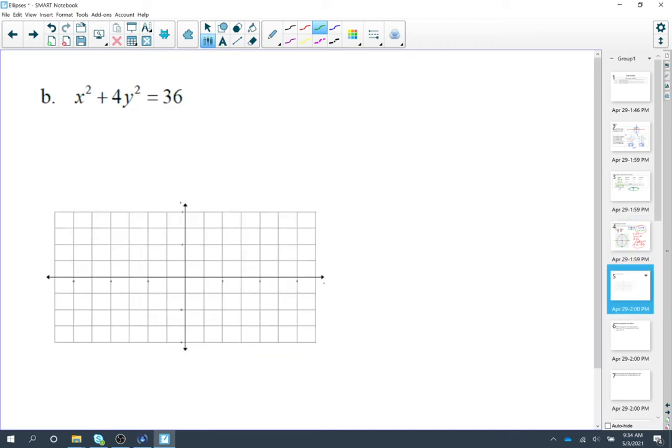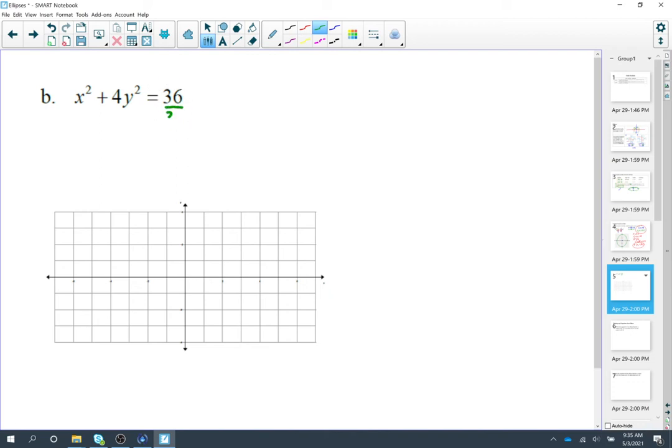Letter B, x squared plus 4y squared equals 36. Now, before we start graphing, there is a major issue here. And that major issue is that this does not equal 1. This is not the standard form equation of an ellipse until that is equal to 1. So the question becomes, well, what do we do to get it to equal 1? And the answer is, we're going to divide everything by 36.